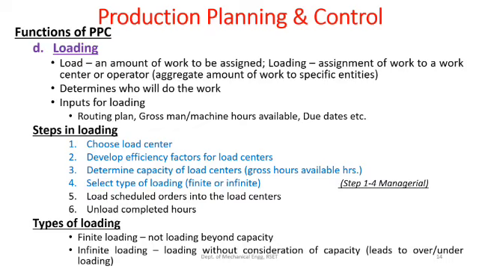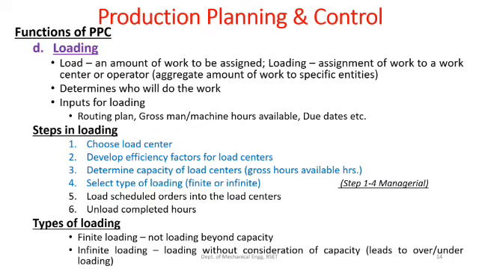Then the third step after you define the efficiency factor is to determine the capacity of the load centers. That is the gross hours available, or the gross available hours, which is very important. Determining the capacity of load centers is essential in the kind of loading called finite loading, where you do not load a particular machine or a load center or a work center beyond its capacity. So determining the capacity of a particular load center or work center is very essential. And by capacity, I mean the gross hours available.